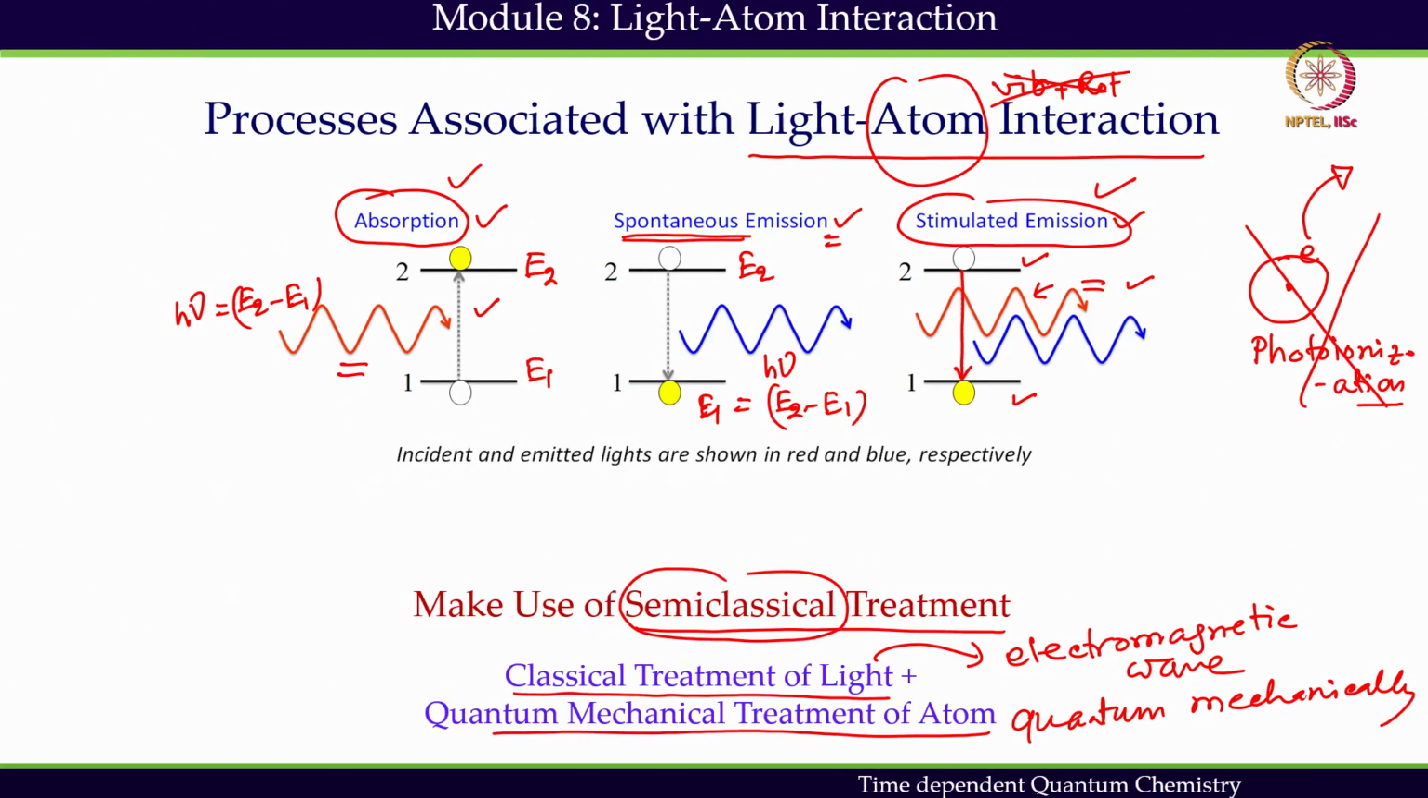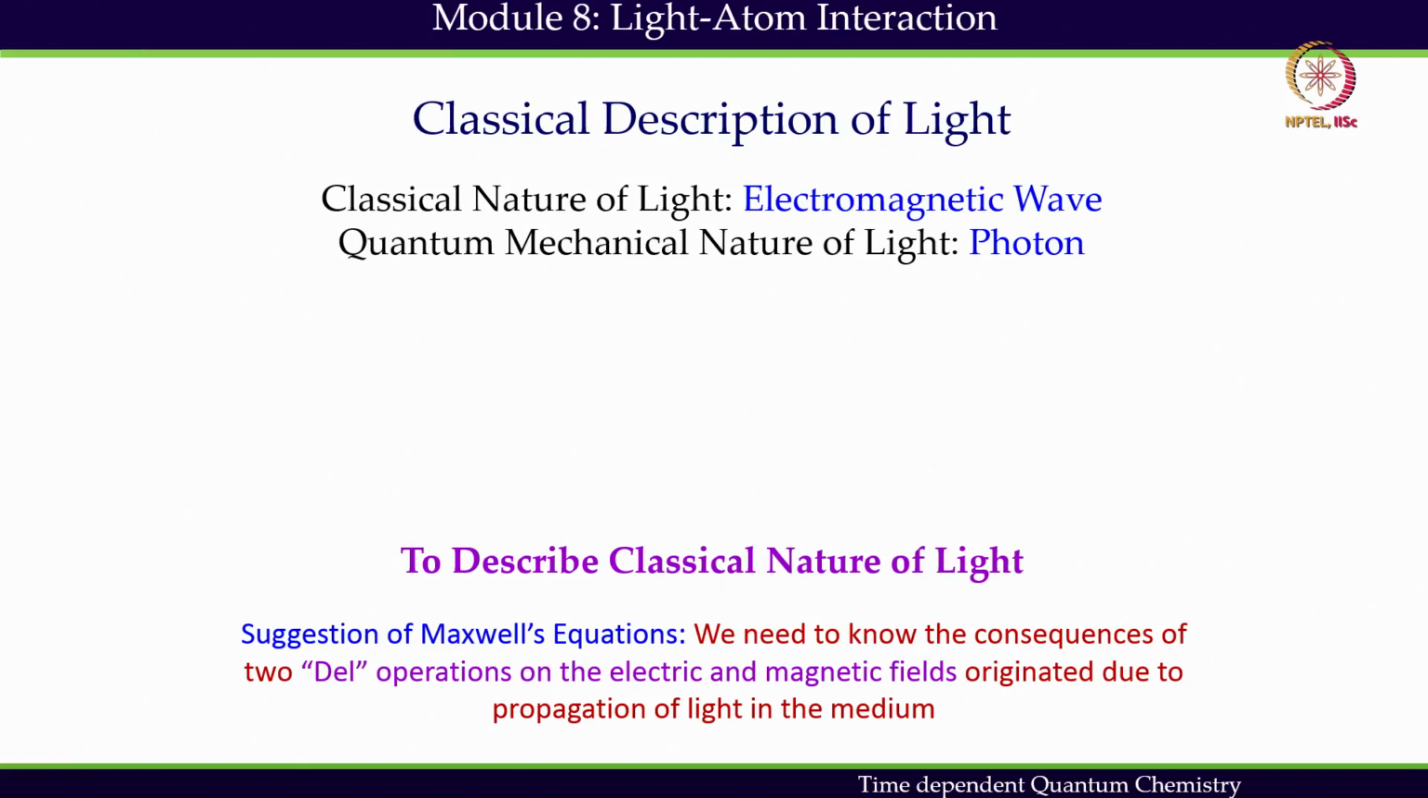So, we will look at the nature of light first. This is something which we have to introduce to get a complete picture of light atom interaction. Although it is not quantum mechanics, it is a classical description of light, we have to understand it. Description of light is always a difficult task. The true nature of light is unknown. Light is said to be dual in nature.